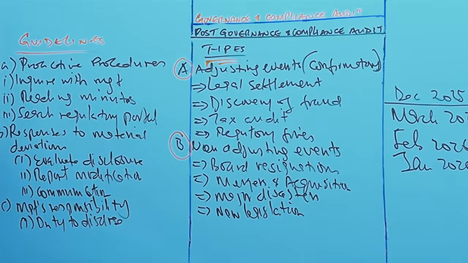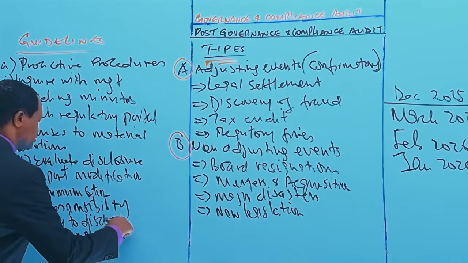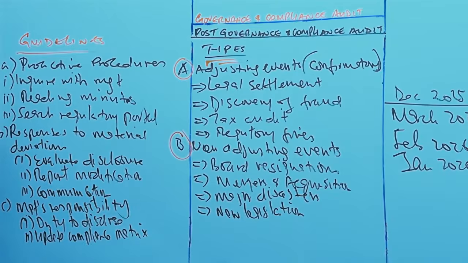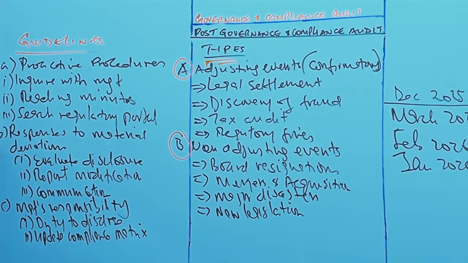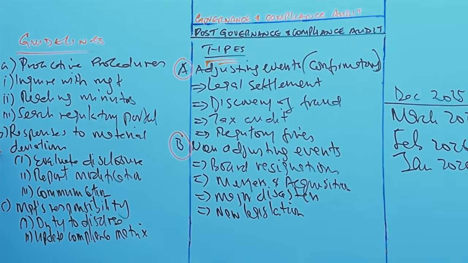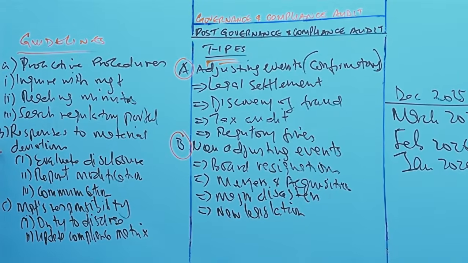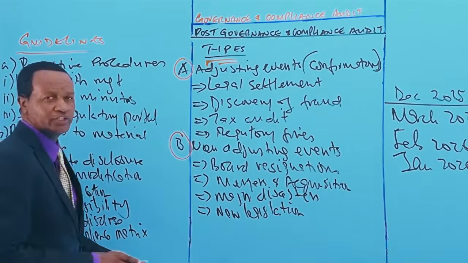Then they need to update the compliance matrix. The management have a duty to update the compliance matrix. That means that if a subsequent event resolves a previous gap, for example, a missing policy is finally approved, then management should update the matrix and provide the signed artifact to the auditor for verification. So that is the management's responsibility, and that is the end of the lesson on the general guidelines when it comes to subsequent events.